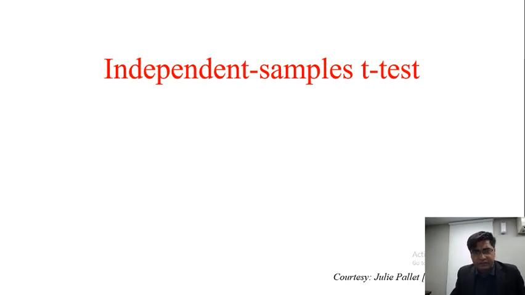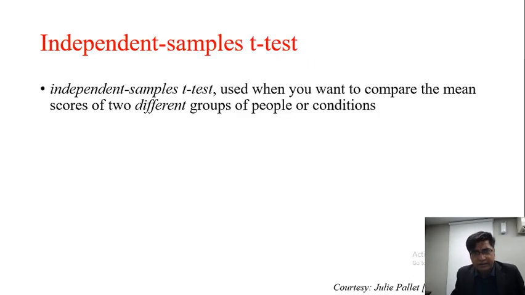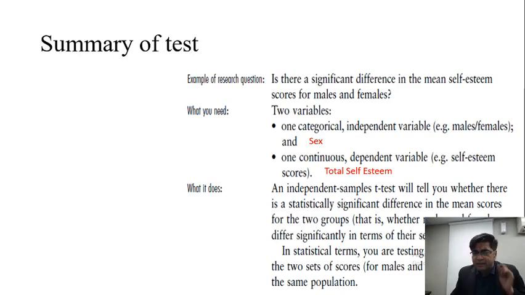So first of all, before going for the test, I'll just explain in one line what the independent samples t-test is. It is basically used for comparing the mean scores of two different groups. If we want to see whether the two different groups are the same or not, we apply the independent samples t-test. Here is the test summary on which we are going to perform the independent samples t-test.